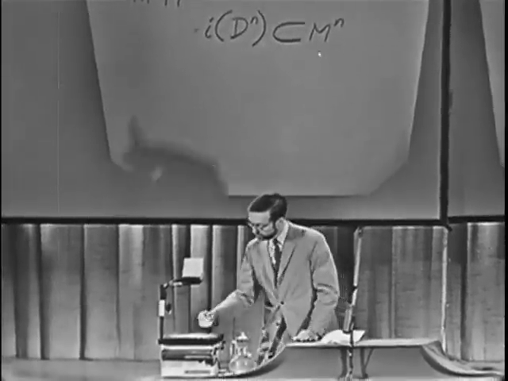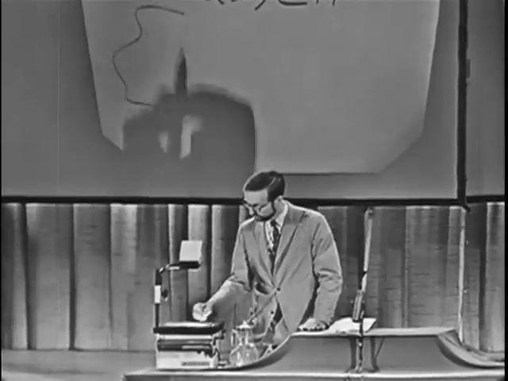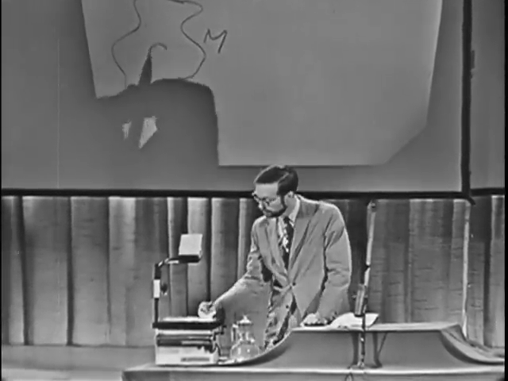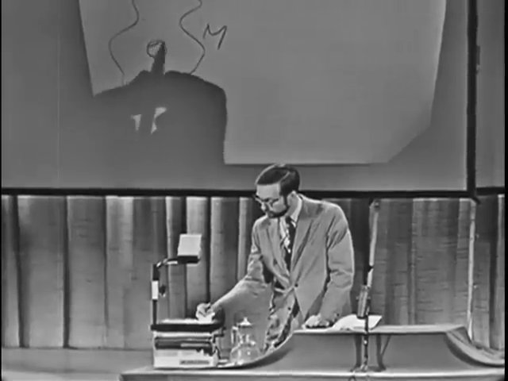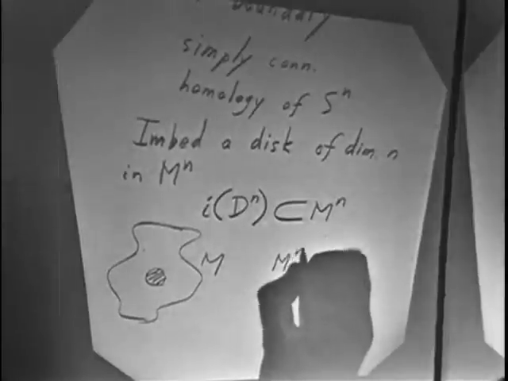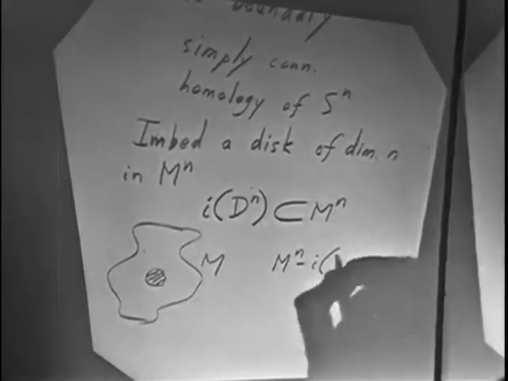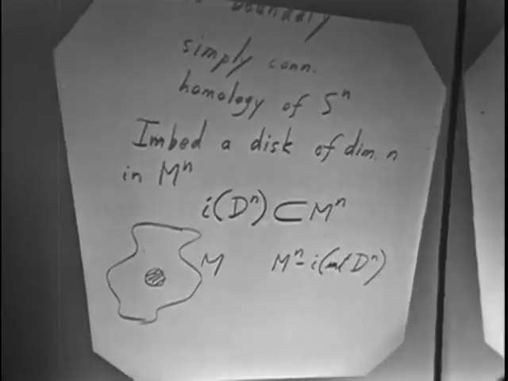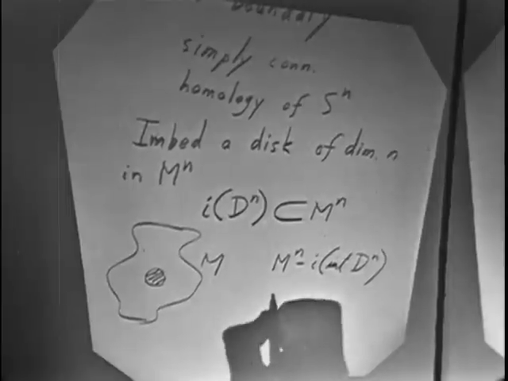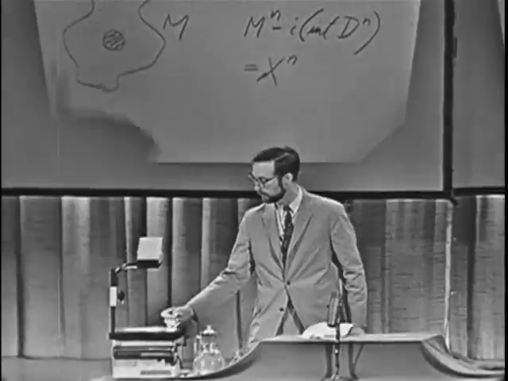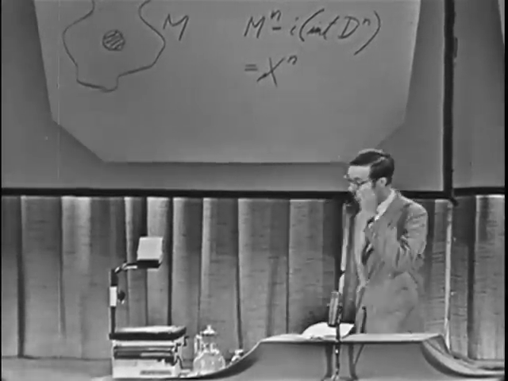And now let's look at the complement. So in terms of picture, if this scribble is supposed to represent M, we've embedded a little disk in here, and now what I want to do is bore out the middle of the disk and look at what's left. So we look at Mn with the interior of Dn, the points with distance less than 1 from the origin, removed. We call this Xn. So in terms of the picture, it's everything except this little area we cut out.